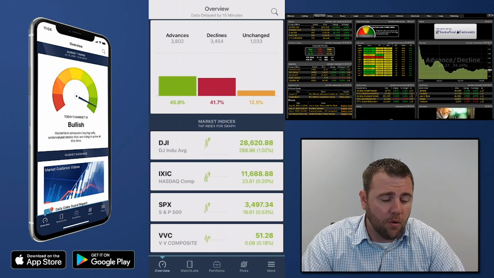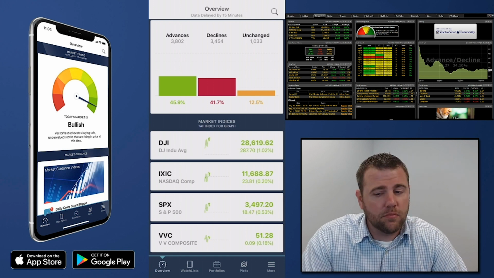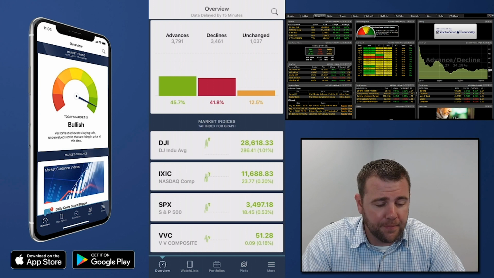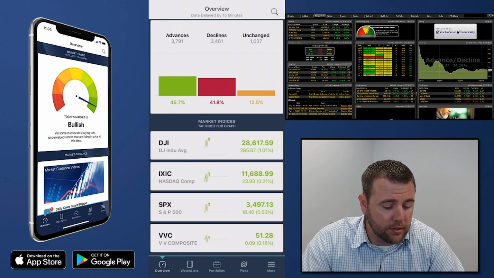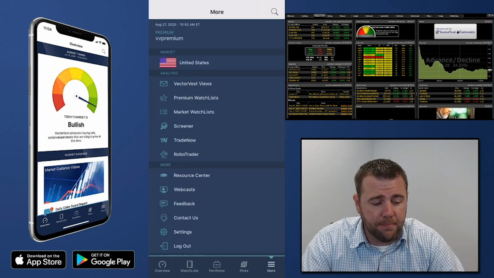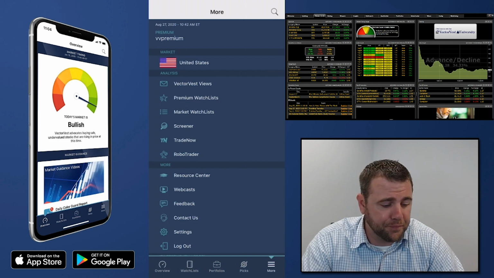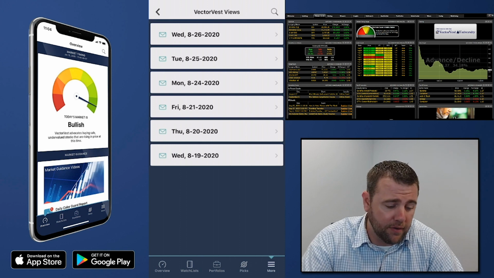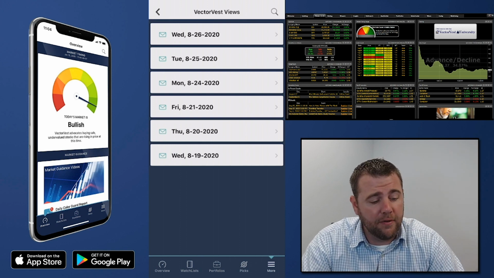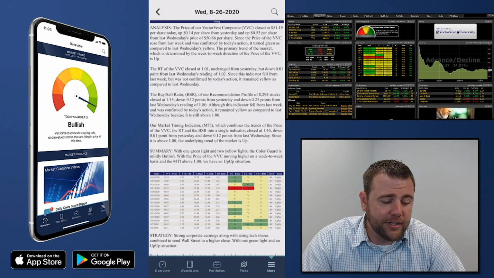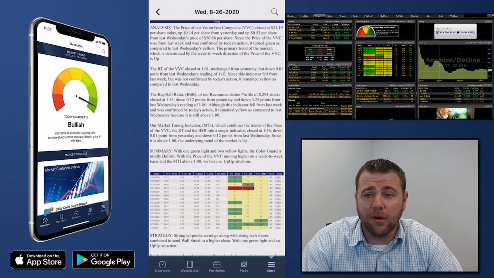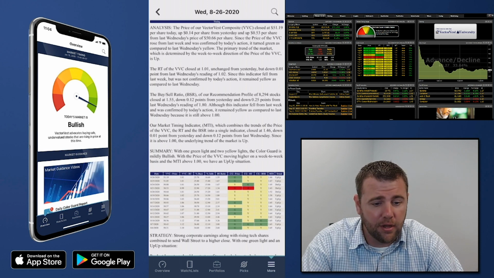All right, so with that, let's go ahead and jump into what we want to take a look at here today. And this is something that's overlooked. Under the More section in the bottom, you have the VectorVest Views right at the top every single night. If we open up the Views, you can see a history of the last week. If we tap on the Views, it's essentially a written out, detailed version of that daily Color Guard report I talk about on the homepage there.